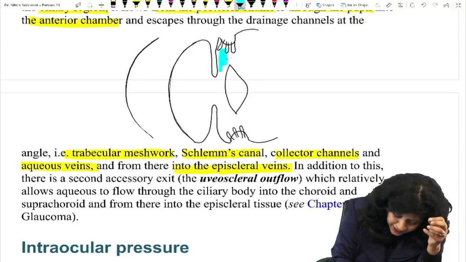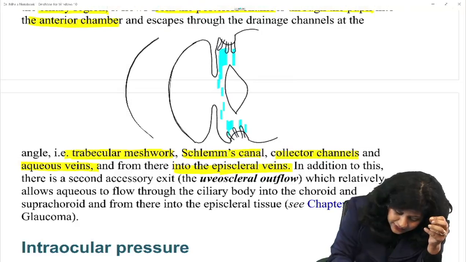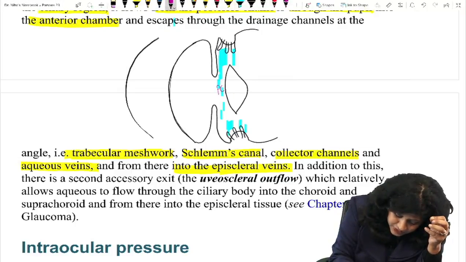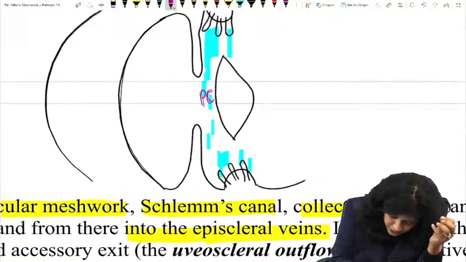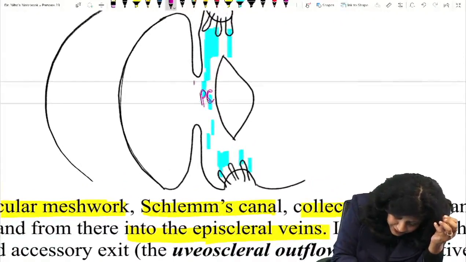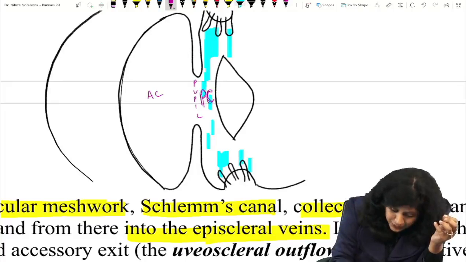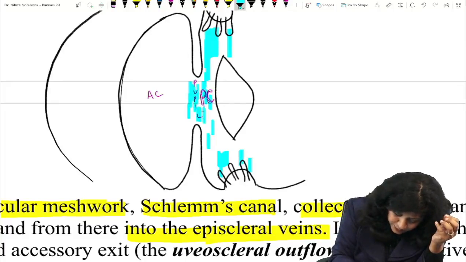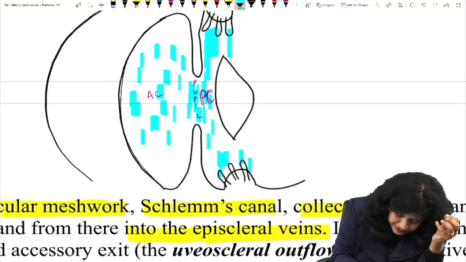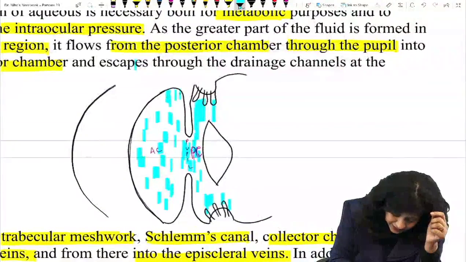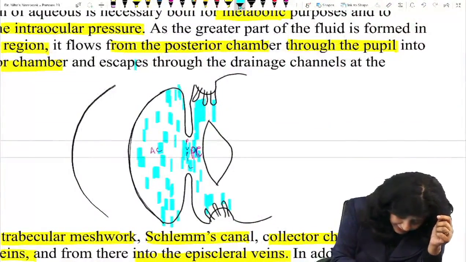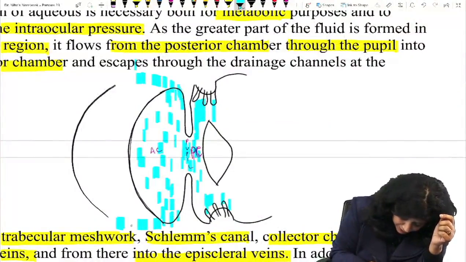So what will happen when aqueous humor is released here? In the beginning, it is coming into this posterior chamber. This is your posterior chamber. Are you able to visualize it? Yes. And this is your pupil, right? And this is your anterior chamber. So the direction of flow will be through the pupil, then into the anterior chamber, and from the anterior chamber it goes into the angle here, and the majority passes through this trabecular meshwork.